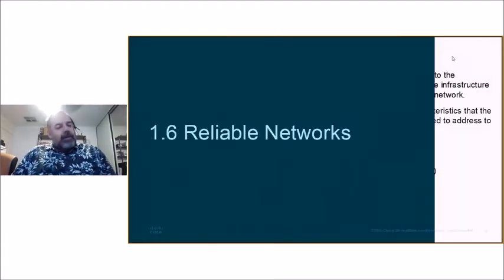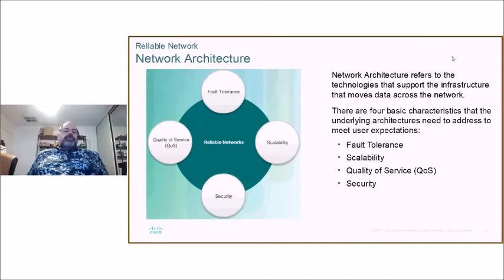All right, now reliable networks. That's always important, for business at least. So network architecture refers to the technologies that support the infrastructure that moves data across a network. There are 4 basic characteristics that underlying architectures need to address to meet user expectations. So there's fault tolerance, scalability, quality of service, and security. And I think the next slides will cover that.